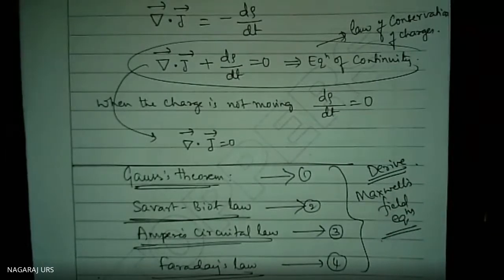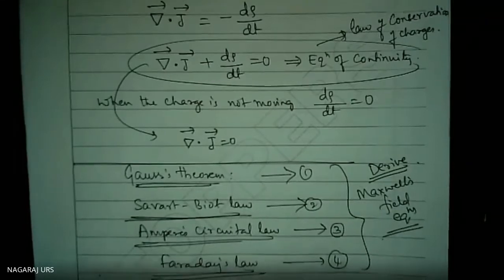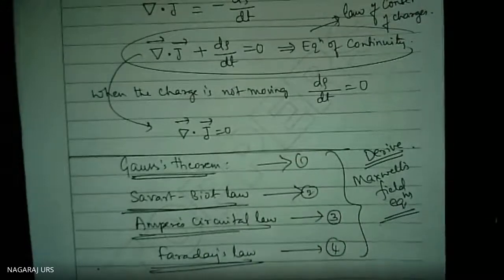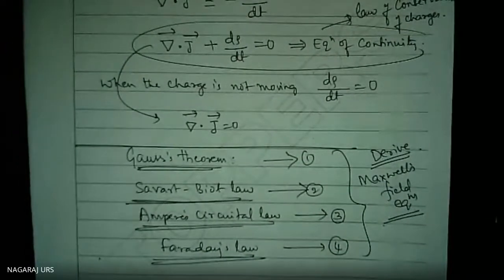Okay, we cannot ask all four. If we ask all four, then we have to give 12 marks. So any two, maybe the fourth one, or two and three, one and three, like that we ask at the time of examination.